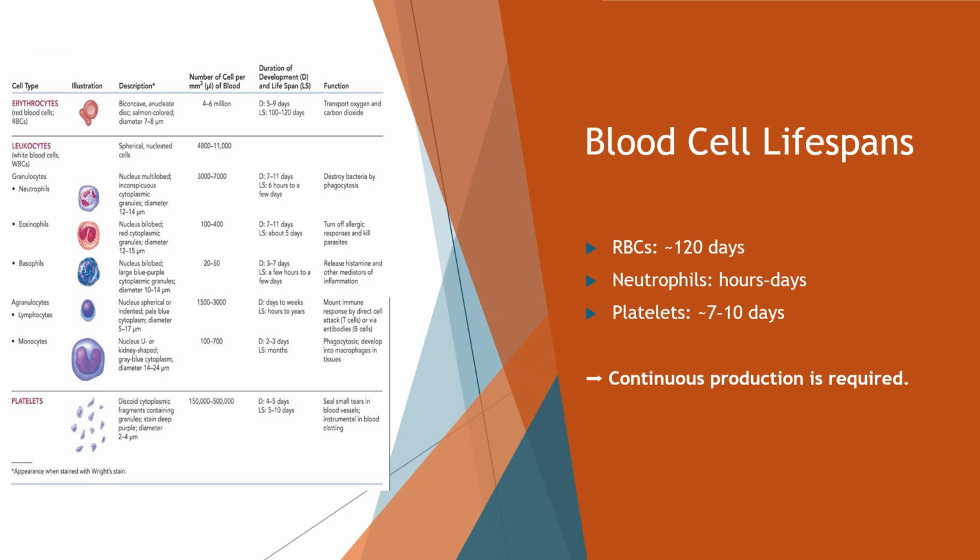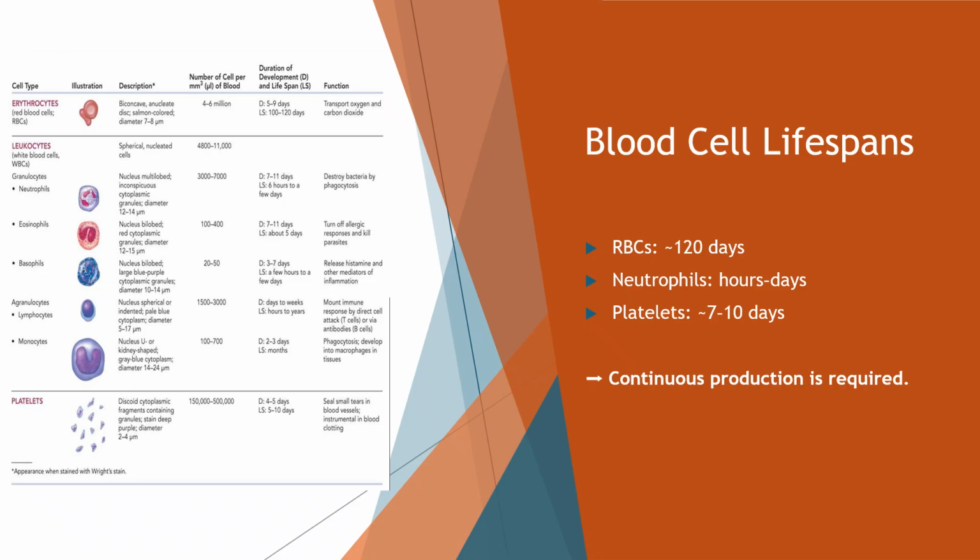Blood is basically the overachiever of turnover. Let's look at the timelines. Red blood cells live about 120 days. That sounds long until you realize your body is making roughly 2 million new red blood cells every second just to keep up. No pressure, bone marrow, no pressure.